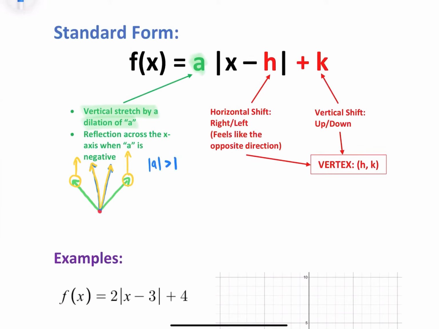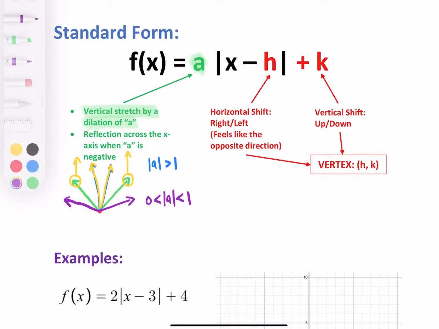Now, if the absolute value of our A happens to be between 0 and 1, well, that means our graph is going to be pushed down. And if our graph is being pushed down, that's called a vertical compression. That means the dilation might be a half. So if A is 1/2, that means it's going to be pushed down to half its height or half its size. So that's when our absolute value of A is between 0 and 1.